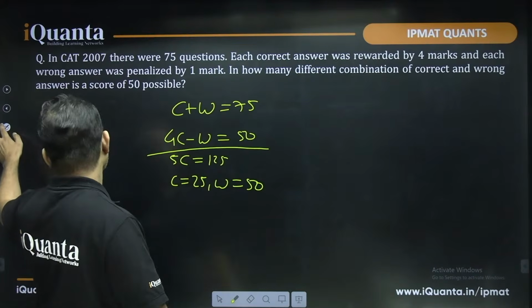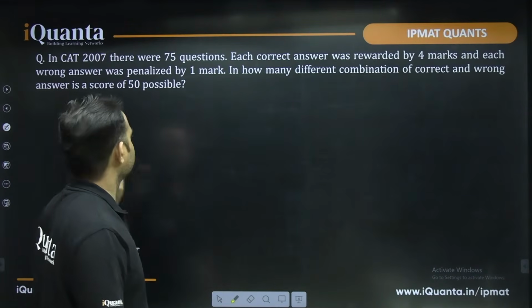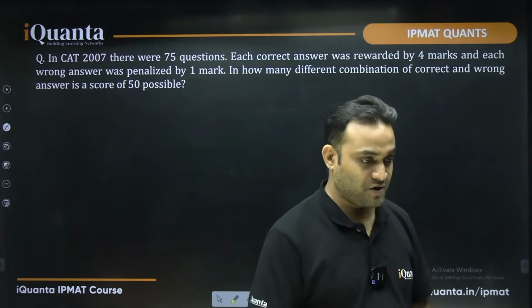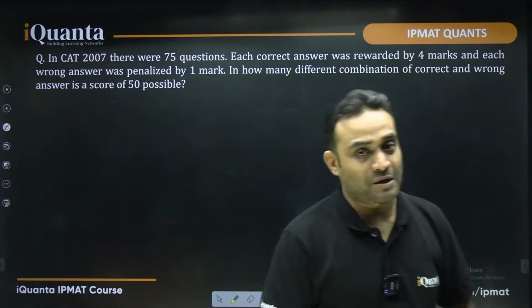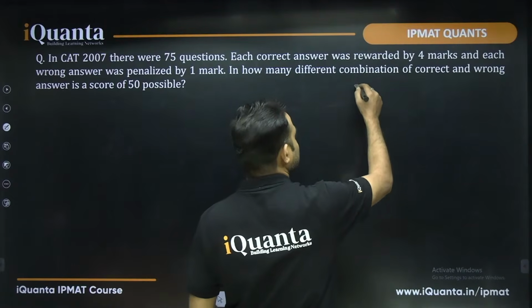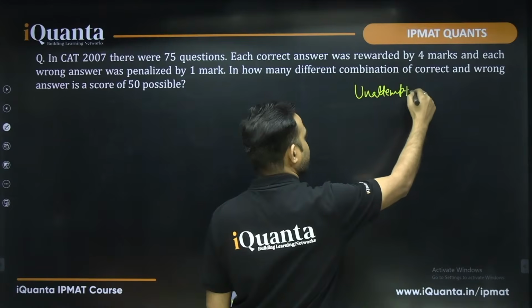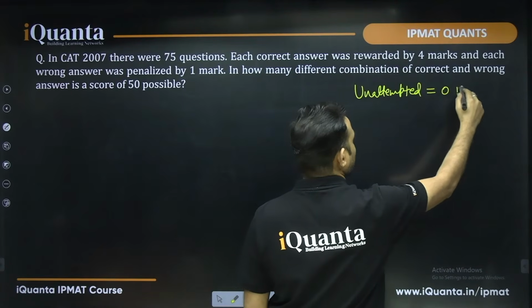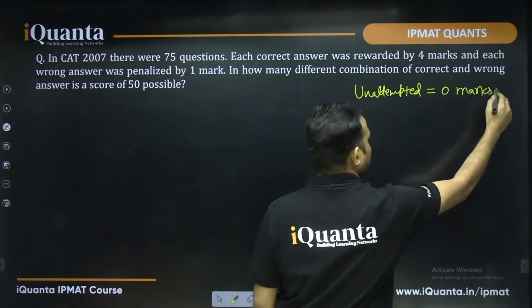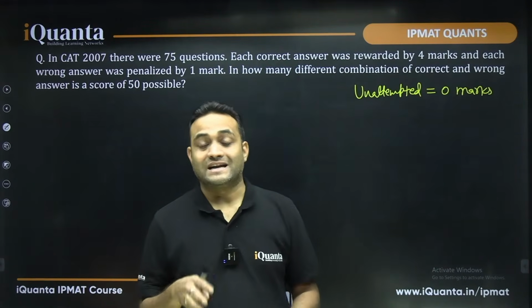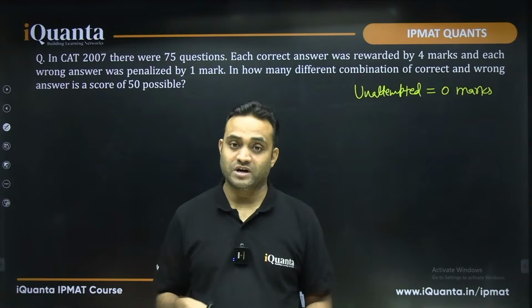There will be only one solution possible, right? Okay, but that is not true. It says how many different combinations of correct and wrong are possible. So unattempted 0 marks, that is understood, okay? There will be unattempted questions. Otherwise, it would have been given in the question that every question must be attempted, okay?